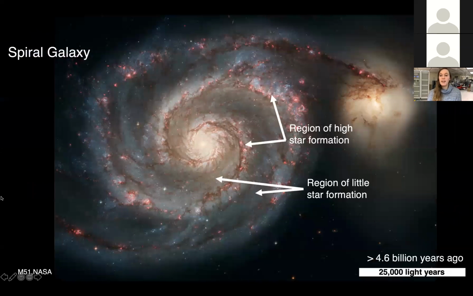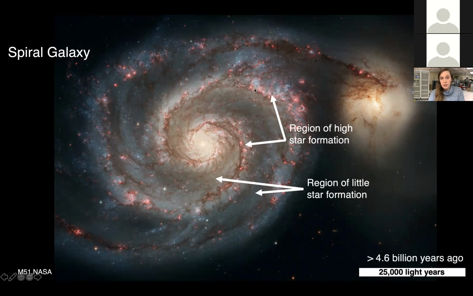So I'm going to start out at the biggest picture possible. This is more than 4.6 billion years ago in a spiral galaxy. This spiral galaxy looks similar to our own Milky Way galaxy. And of course, the spiral arms are the most prominent features here. These spiral arms are formed by density waves that go around the center of the galaxy. And these density waves compress gas and dust and really drive star formation.